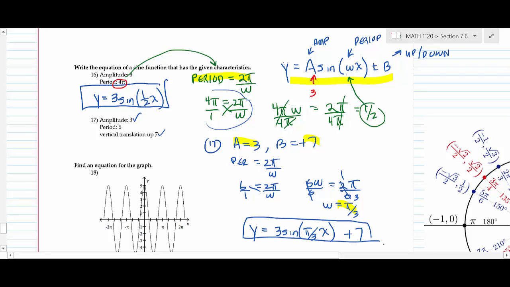So there's really nothing to that. The only work on that problem is finding out what omega is, and that comes from this formula for the period. Okay, you guys follow the algebra and everything on that?